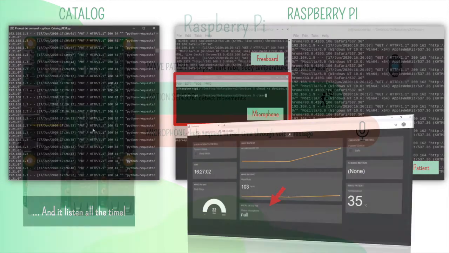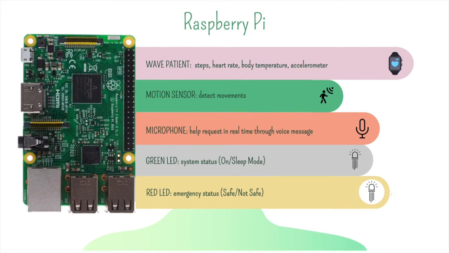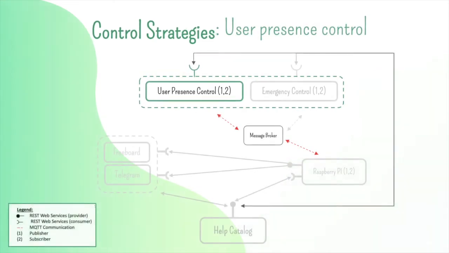The last two devices are LEDs, a green LED and a red one, and they are used to handle the control strategies. They are codes that analyze data coming from the system, and based on some constraints, they manage the behavior of the system. The first control strategy is the user presence control.